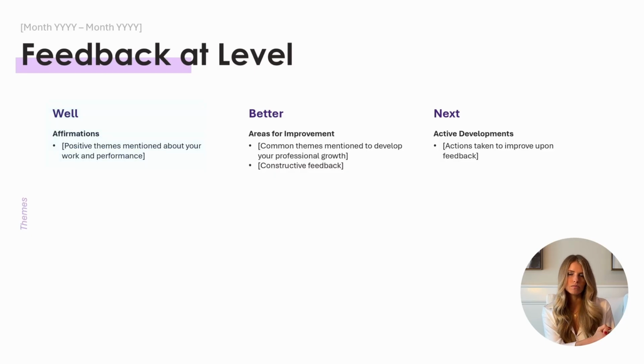What did I do well? What are some affirmations or maybe positive themes that you found in my work? What could I do better? What are areas that I maybe messed up or that could be improved upon? It wasn't optimal in your eyes, or you see areas that I could grow. These are areas for improvement, common themes mentioned to develop your personal or professional growth and constructive feedback.